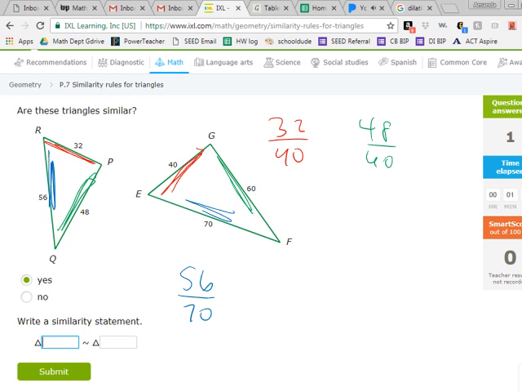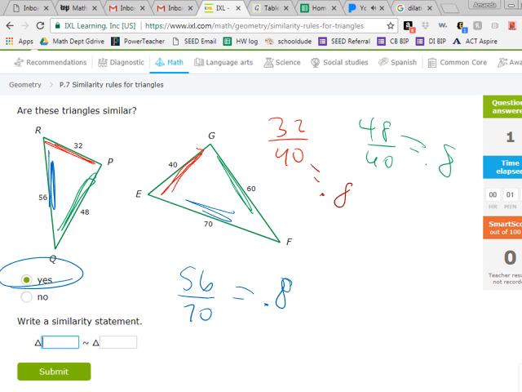32 divided by 40 is going to give me 0.8. 48 divided by 60 is also 0.8. And 56 divided by 70 is also 0.8. So since those are all the same ratio, yes, these two are indeed similar, which means I now have to write a statement.